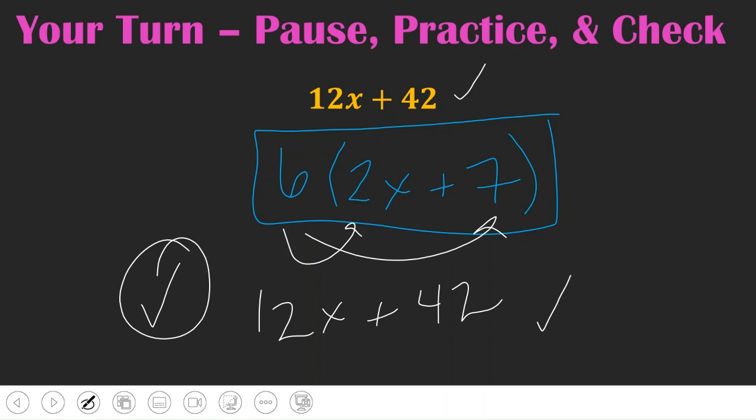All right, if you ended up with the expression 6 times the quantity of 2x plus 7, you are correct. I went through and checked my answer down here, and it is in fact the equivalent form of 12x plus 42.